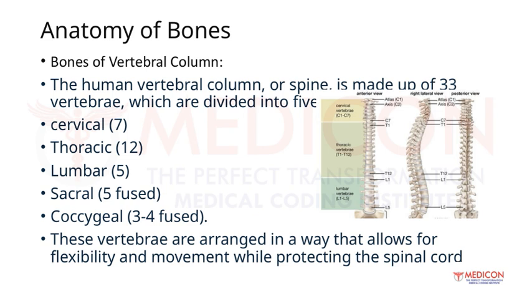What's important to understand here is how these vertebrae are arranged. This arrangement not only provides necessary support and structure, but also allows for flexibility and movement. At the same time, this precise organization helps protect the spinal cord, which runs through the vertebral foramen of each vertebra. So, the overall design of the vertebral column is a perfect balance between mobility and protection, which is essential for our daily functions and overall health.